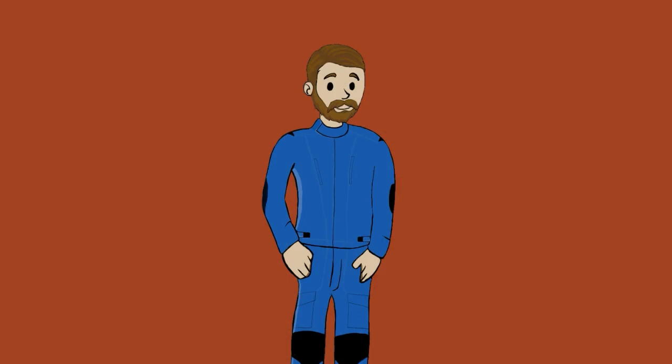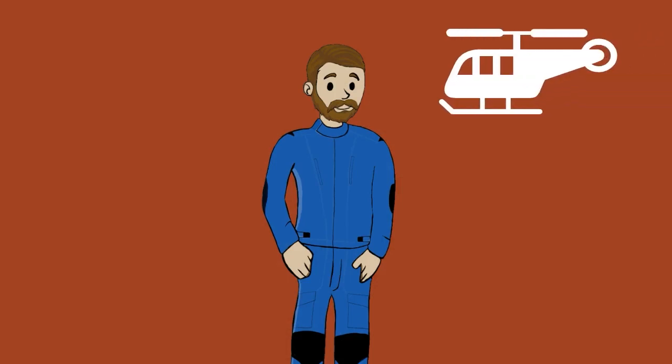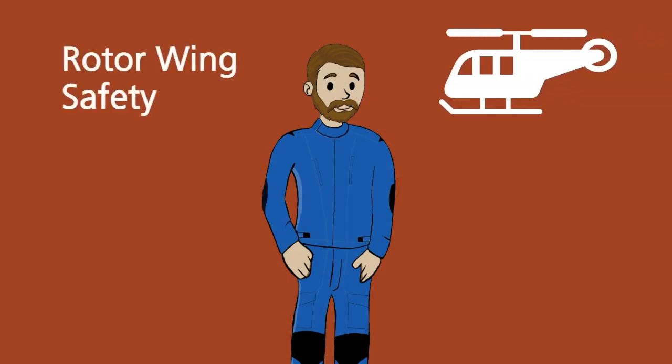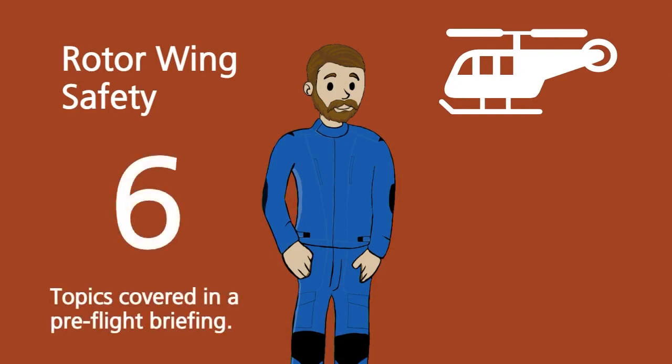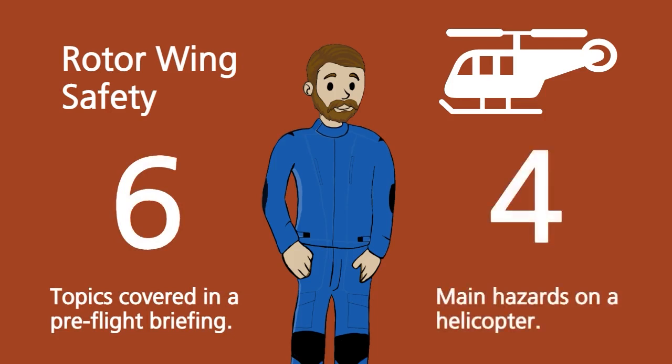Hi there, my name is Thomas and I'm one of the pilots working on Alpha Whiskey Foxtrot 001. By the time we're done chatting here, you should be able to list at least 6 things that are covered in a pre-flight briefing, and you should be able to also identify the 4 main hazards on a helicopter.